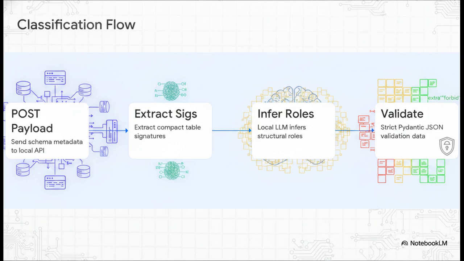Step 3. That compact signature is handed off to a small, local language model which infers the structural roles. And finally, Step 4. The output is forced through a strict Pydantic JSON validation layer. The system physically cannot return malformed data.